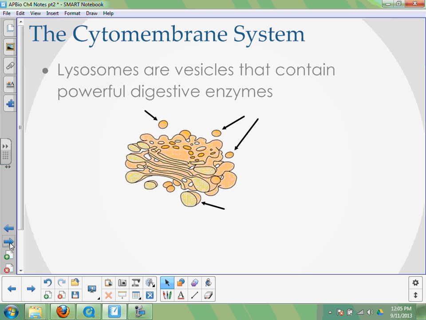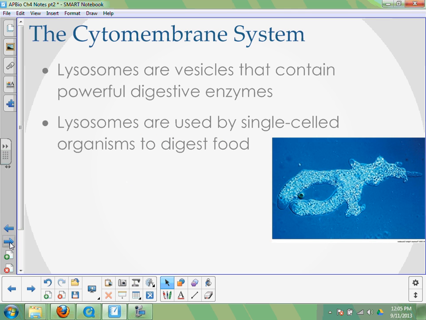Now, some of those structures that bud off of the Golgi may actually contain digestive enzymes. If so, they would be called lysosomes. We mentioned before that these lysosomes have the ability to digest material inside the cell. That's not their only purpose.